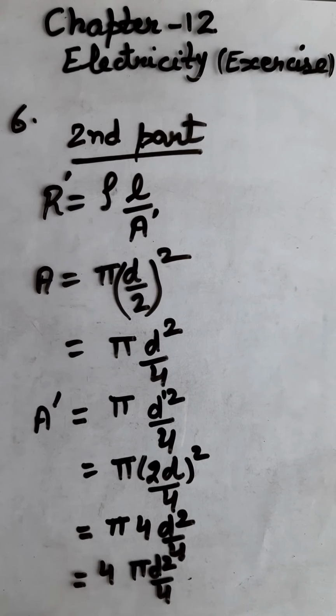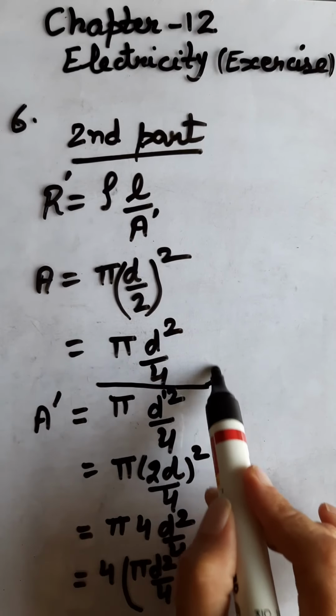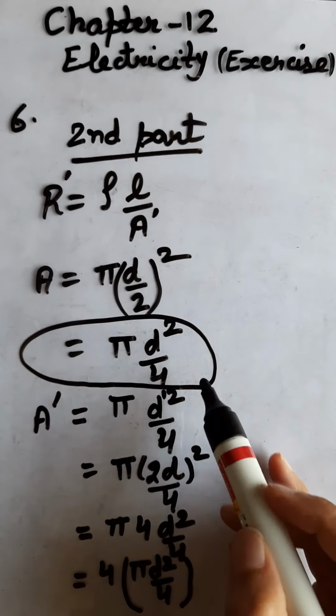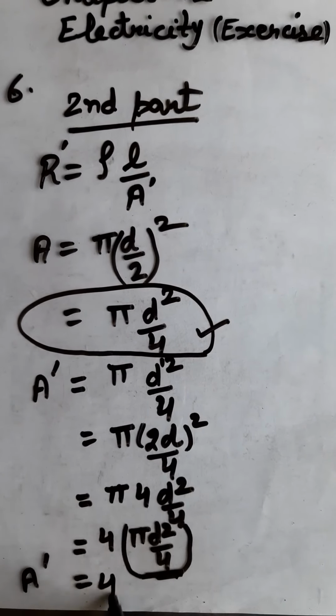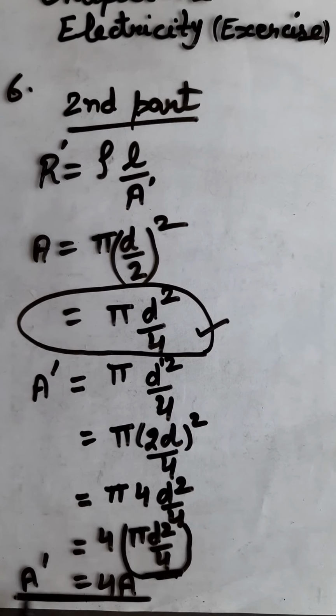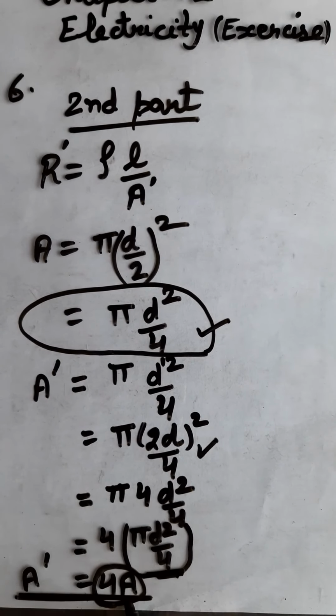Now just compare this πd²/4 with this πd²/4. When we compare it, which area? The old area. And now this area can be written as A' = 4 times the old area. It means the new area of the wire is 4 times as compared to the old area. So when we double the diameter, its area becomes 4 times.